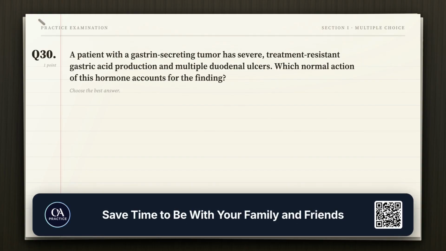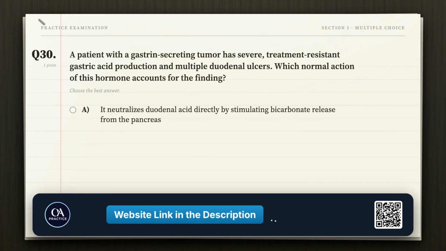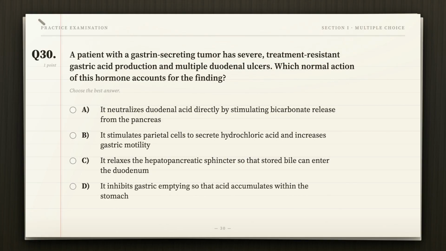Your options are: A. It neutralizes duodenal acid directly by stimulating bicarbonate release from the pancreas. B. It stimulates parietal cells to secrete hydrochloric acid and increases gastric motility. C. It relaxes the hepatopancreatic sphincter so that stored bile can enter the duodenum. D. It inhibits gastric emptying so that acid accumulates within the stomach. Which would you go with? Lock it in before the reveal.